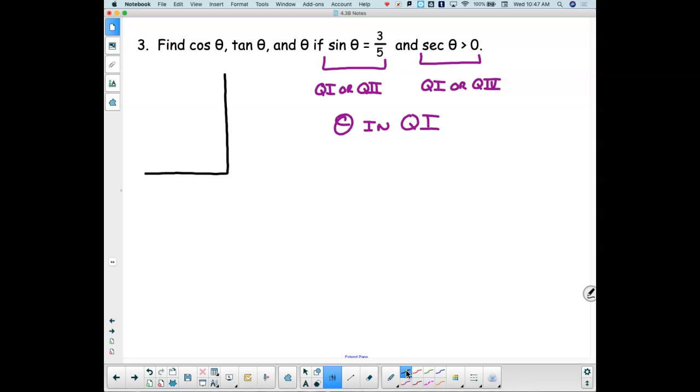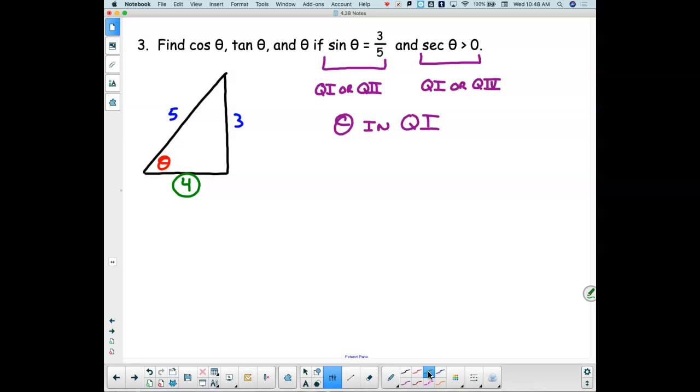which means that theta prime is also my theta. Which means, which sides do I have? What's the hypotenuse? 5. Vertical or horizontal? Vertical is 3. Which means then that this side is 4, if I do Pythagorean theorem. Yes?